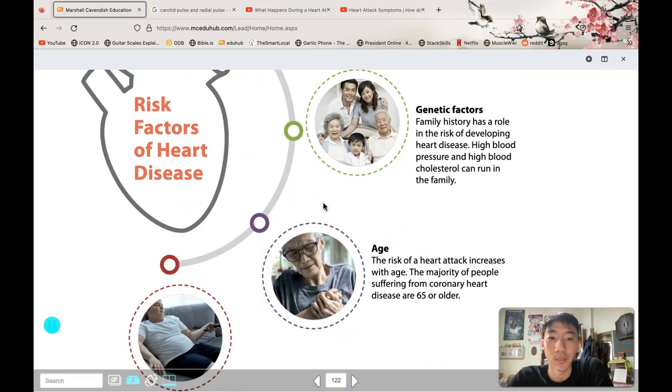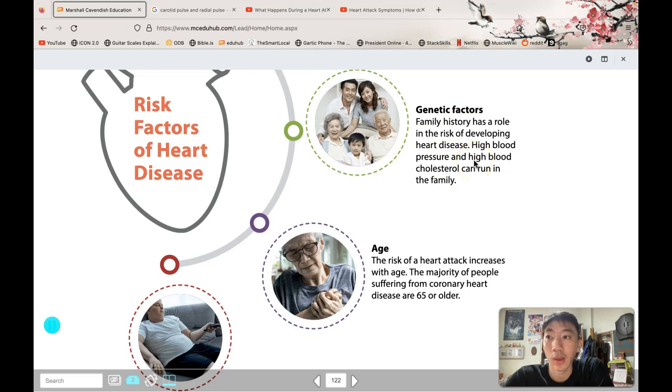So perhaps some races are a bit more genetically predisposed to it. Some families, the high blood pressure and high blood cholesterol can run in the family. The reason why high blood cholesterol can run in the family is because our body makes cholesterol itself also. Besides consuming food, some of the cholesterol is made in our own body. And like I said, cholesterol is important for our health and for our general state of life. So it's not wrong, but we need to be careful.